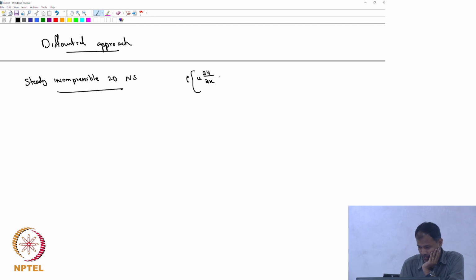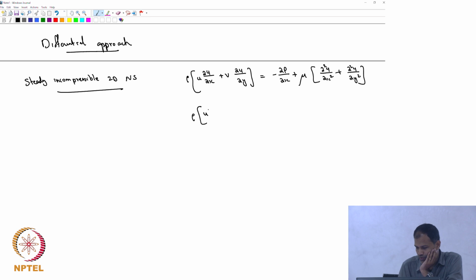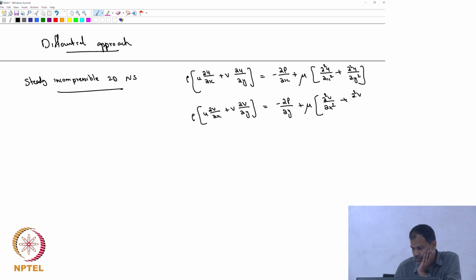ρ(u ∂u/∂x + v ∂u/∂y) = −∂p/∂x + μ(∂²u/∂x² + ∂²u/∂y²). And the y momentum equation: ρ(u ∂v/∂x + v ∂v/∂y) = −∂p/∂y + μ(∂²v/∂x² + ∂²v/∂y²). Okay, so these are the equations that you should have really solved to get the velocity profile inside the boundary layer.